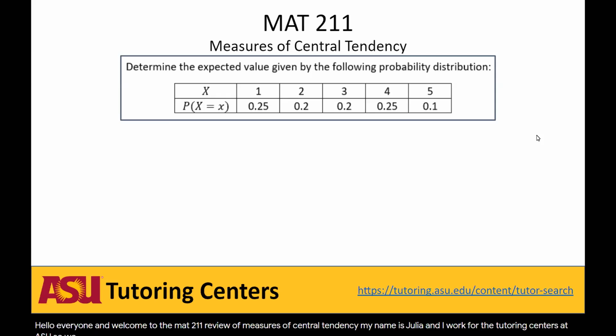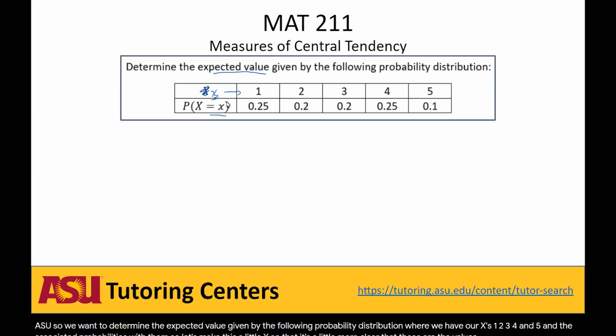So, we want to determine the expected value given by the following probability distribution, where we have our x's: 1, 2, 3, 4, and 5, and the associated probabilities with them. So let's make this a little x so that it's a little more clear that these are the values that are going to be going into this x here.